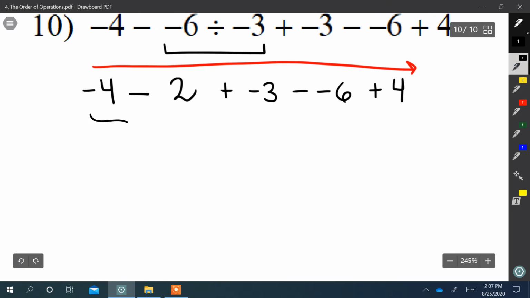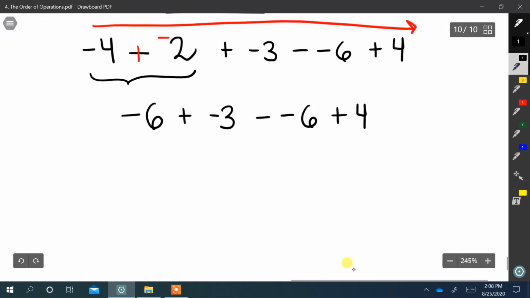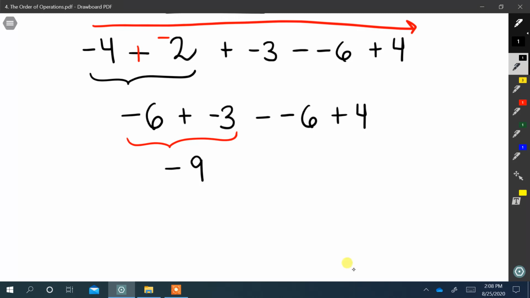So we're going to start with this one here, negative 4 minus 2. What I could do on this one is make this one a positive, but then this will have to be a negative. So negative 4 plus negative 2, that should be negative 6. Let's keep going. Now I'm going to go ahead and do negative 6 plus negative 3. Negative 6 plus negative 3, that should give you negative 9. You have two negatives that you are going to add together.